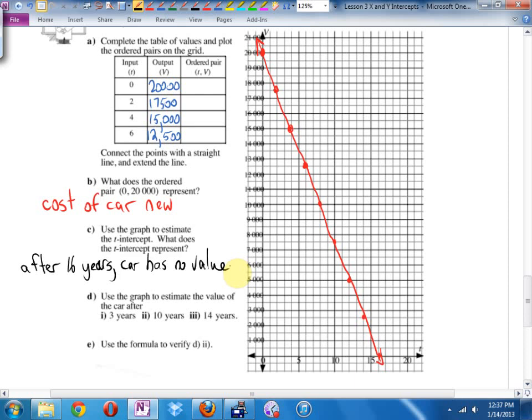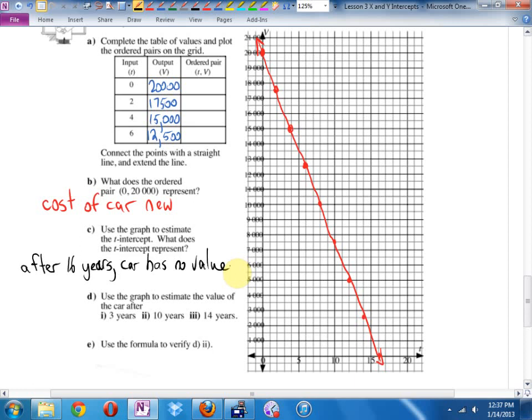It's too old. In real life, you might get like $100 or a couple $100 from it. But trust me, if you try selling a car that's 15 or 16 years old, you're not getting a whole bunch for it.